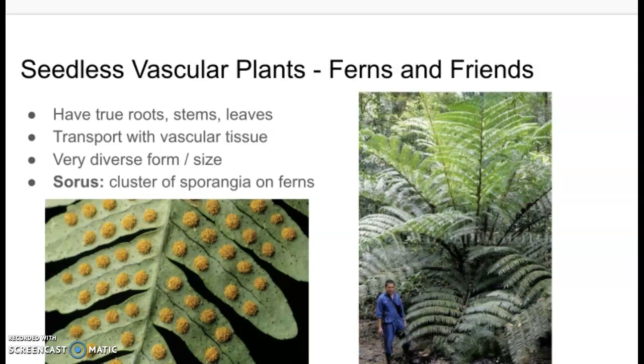These plants still have to have high moisture. So if you go somewhere like the tropics, you might find very, very large ferns. For example, in my country, Costa Rica, they have very large ferns. You notice here in this picture, there is a man standing next to a humongous fern. So they come in different sizes.